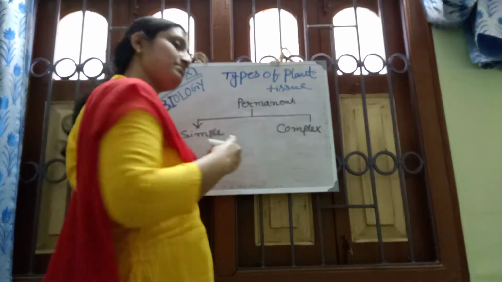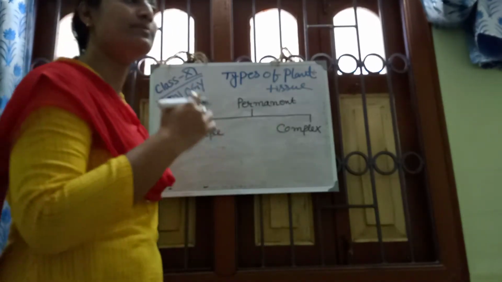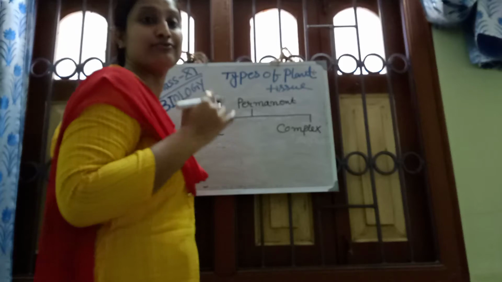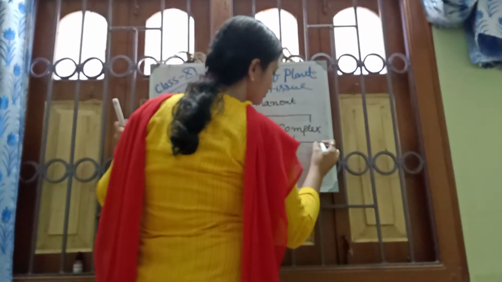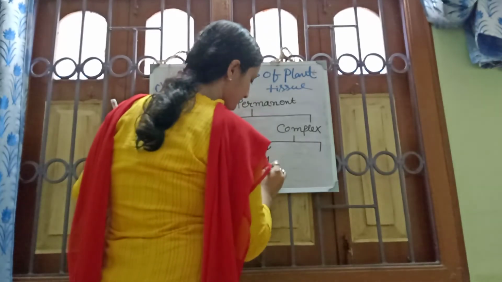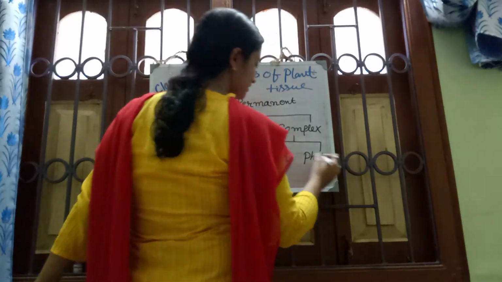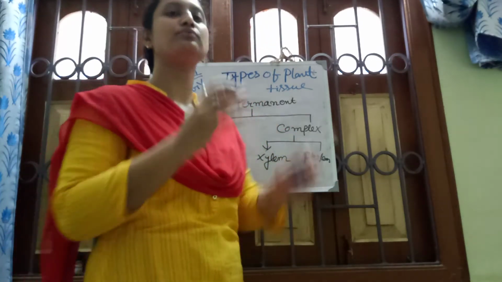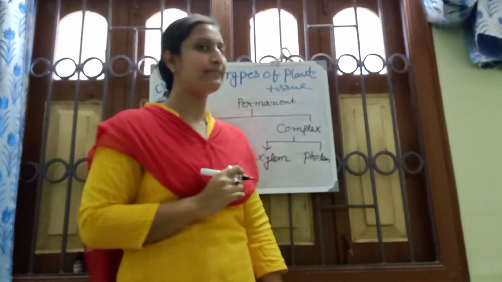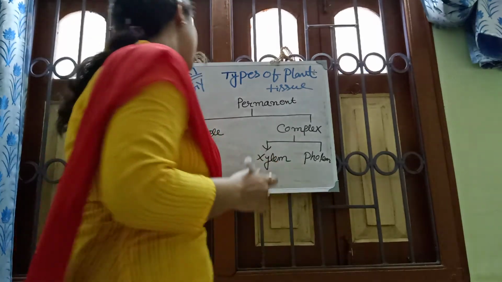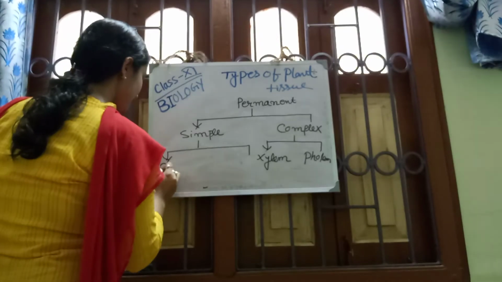The same type of cells is present, that's why it is simple tissue. And in complex tissue, different types of cells are present, that's why it is called complex tissue. The complex tissue is actually divided into two types: xylem and phloem. The xylem and phloem form the vascular bundles, the vascular tissue. The vascular bundle is present at the center of plant bodies.